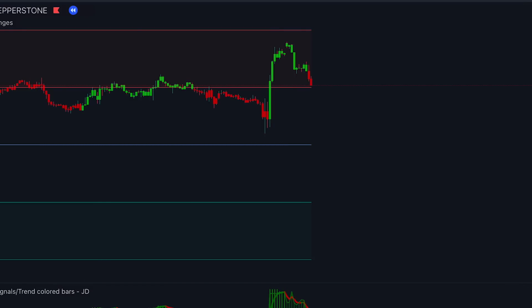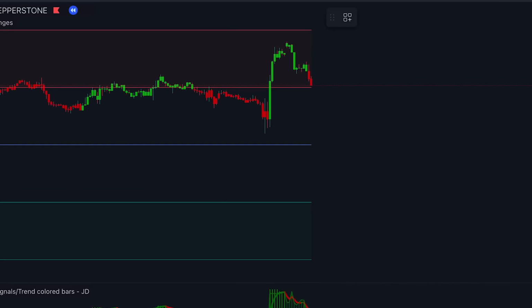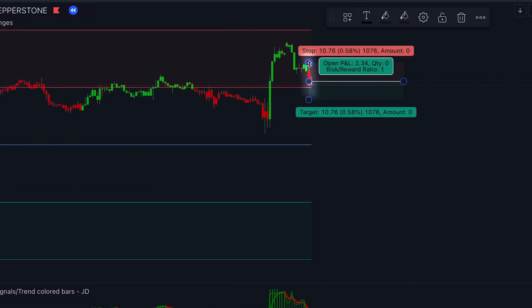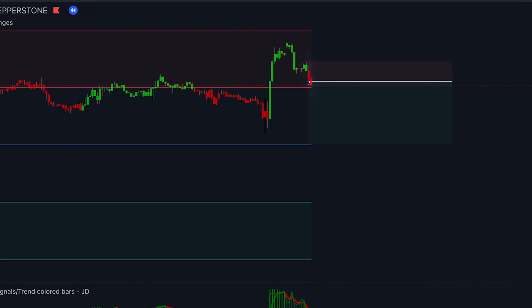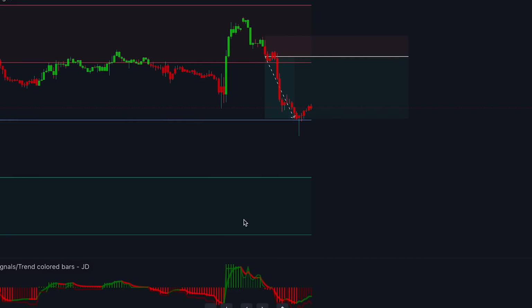Once this happens, we want to wait for the RSI histo indicator to provide a bearish signal or bullish signal that's in the direction of the range sentiment. We will execute our trade and set stops above or below the candle low or high and target the equilibrium of the range. Let's do that again.